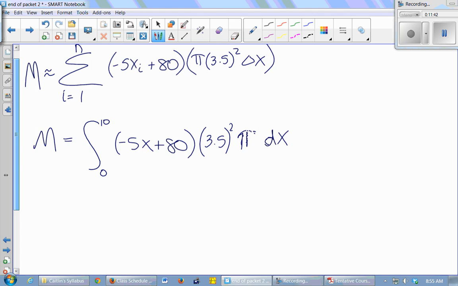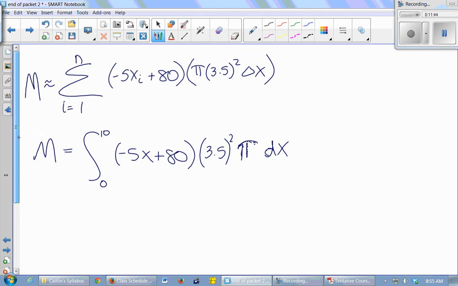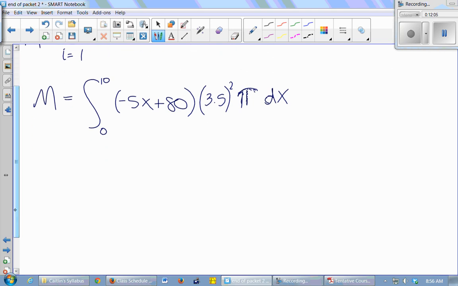Okay, because as you let the number of slices go to infinity, the thickness of each slice, which is delta x, gets really, really small, and we call it a dx when we do the limit. Okay, so this isn't that hard of a problem, right? We can solve this integral. So maybe we'll just simplify it a little bit. I can take my 3.5 squared pi right out of the integral because it's just a constant.